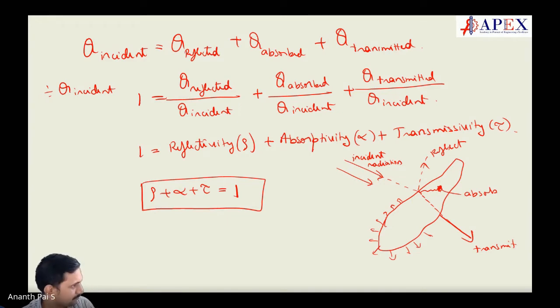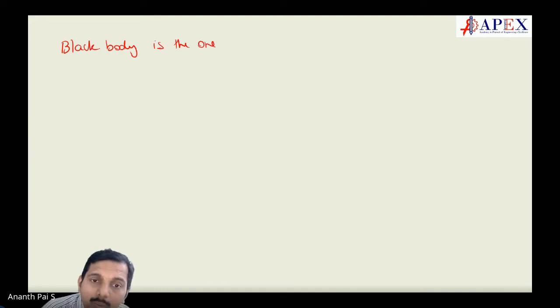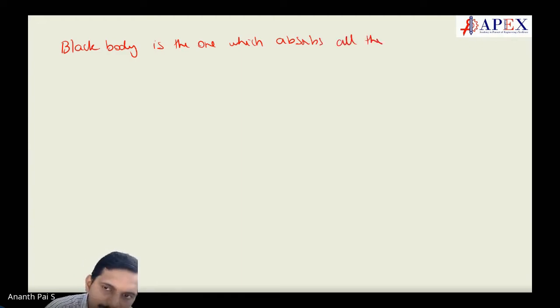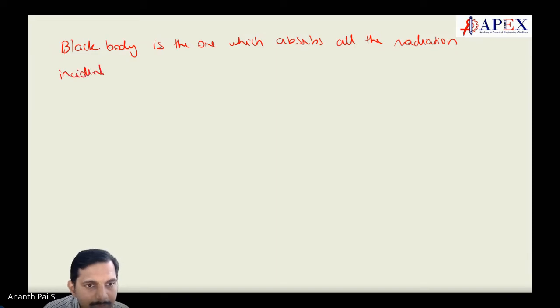Then next. Now, black body. What is a black body? It is the one which absorbs all the radiation incident. Black body is the one which absorbs all the radiation incident.